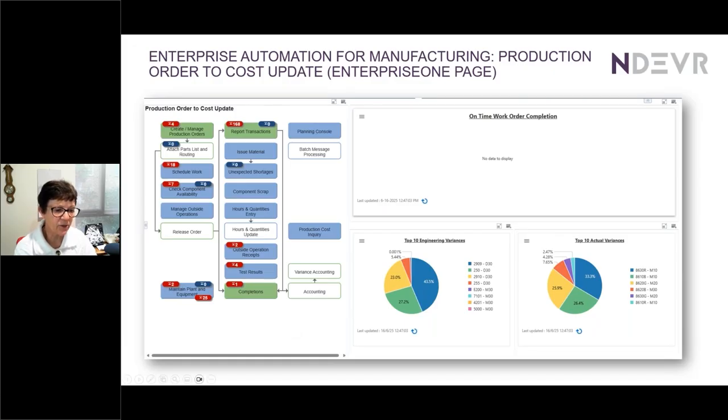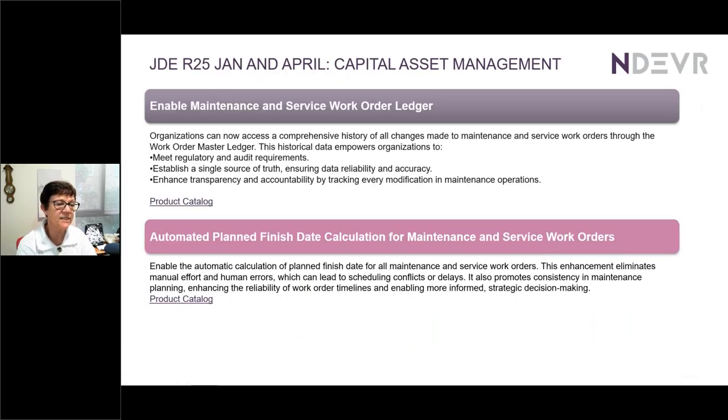Let's go and take a look at what has been delivered in capital asset management. Two enhancements. The first one is a maintenance and service work order ledger. In an earlier release, the work order master ledger was introduced for manufacturing orders. Now it's also available for maintenance and service orders.